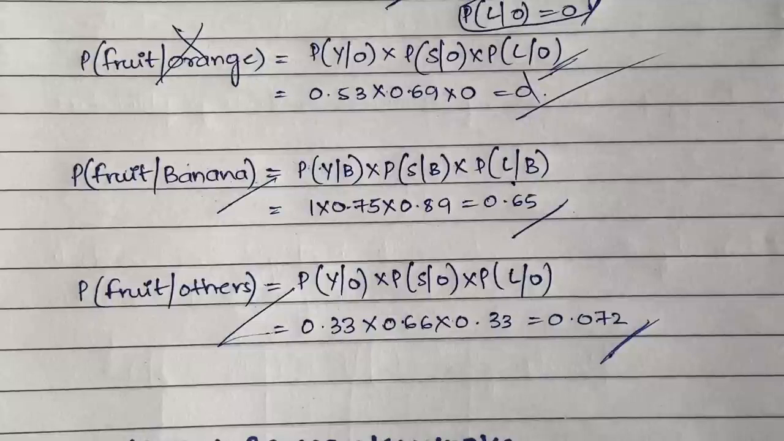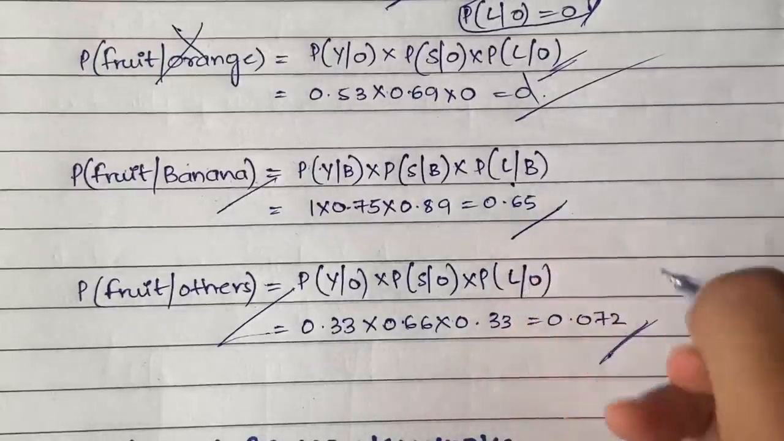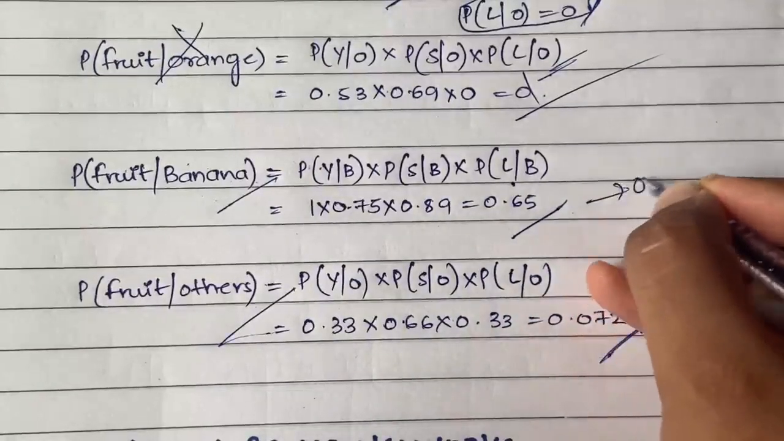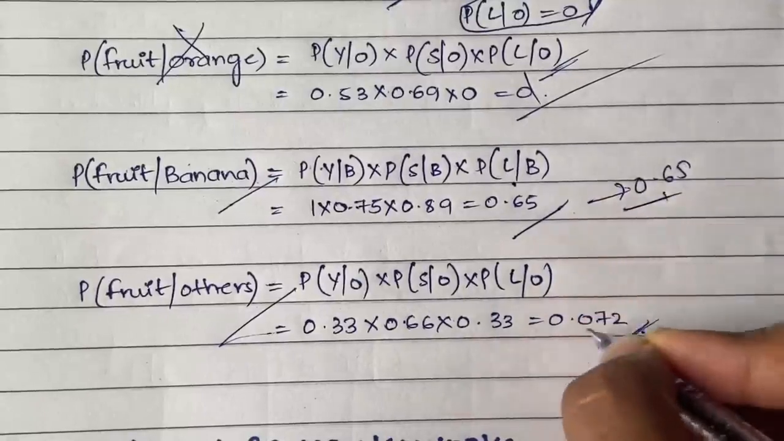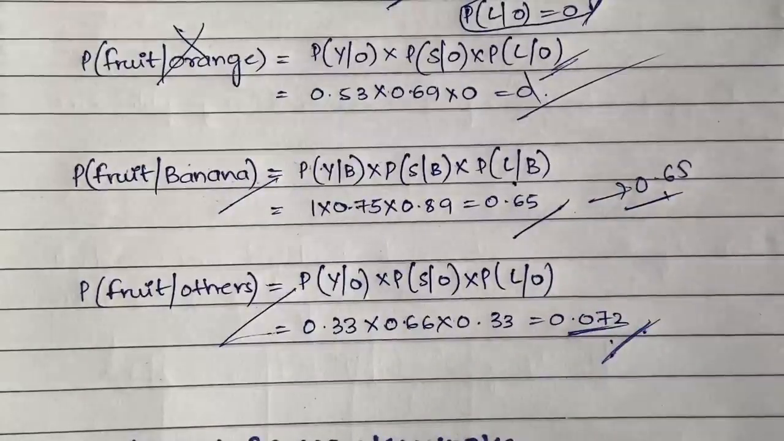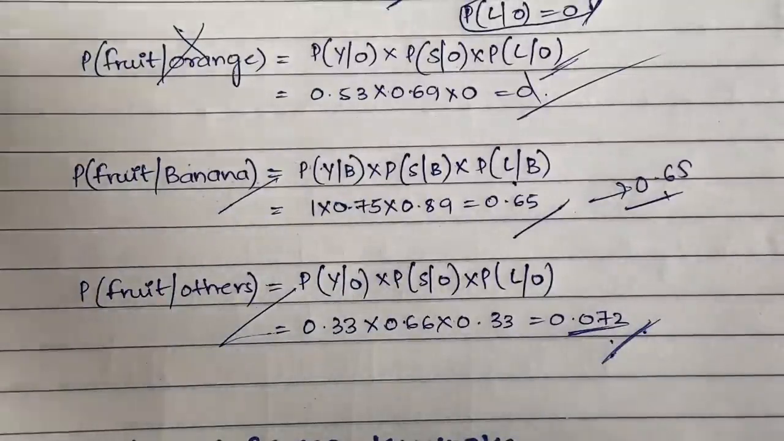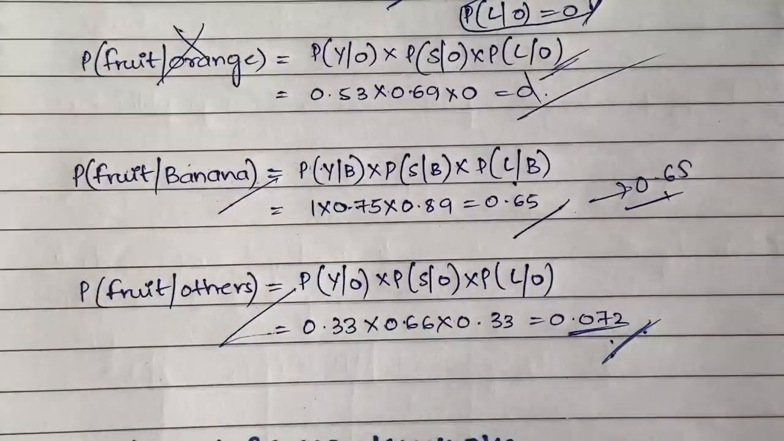What is the condition given? It should be yellow, it should be sweet, and it should also be long, right? So which is having more value, whether banana is having more value or others are having more value? Banana is having more value, which is 0.65, which is more than 0.07, right? So that is why banana is having more probability. So you can pick up banana as the fruit which is having all the three categories. Okay, done. So the answer for the classification would be banana. So you have classified banana as the yellow, sweet, and long fruit, and that too the most probable one.